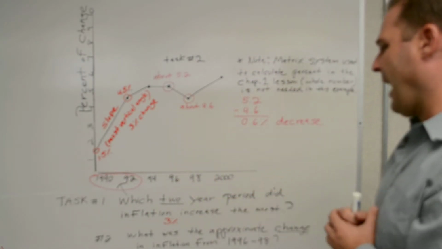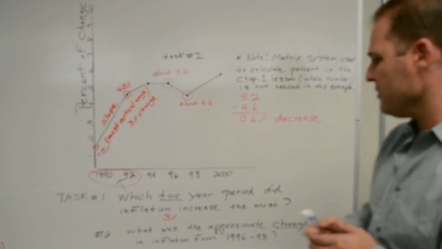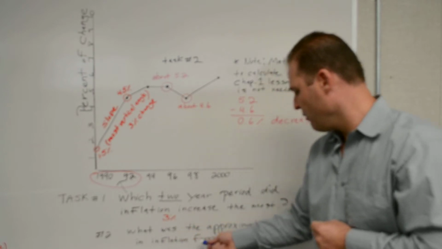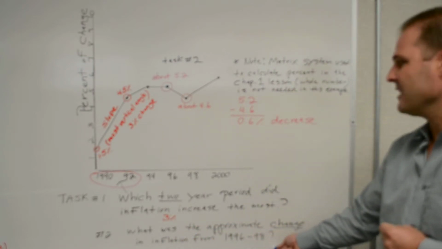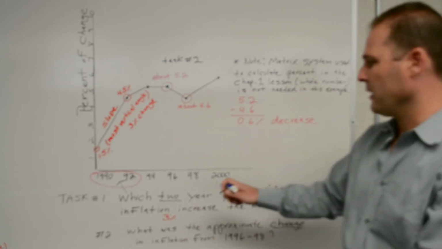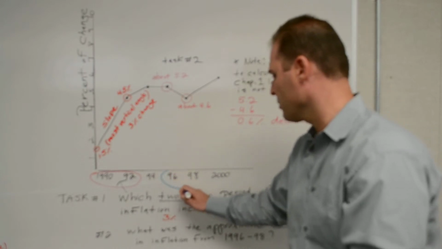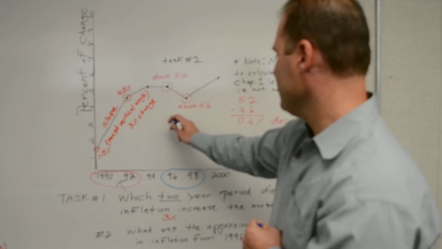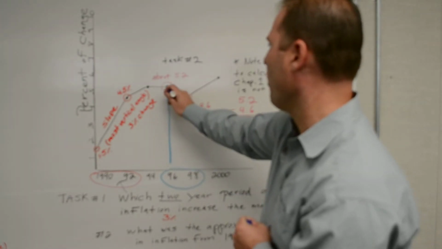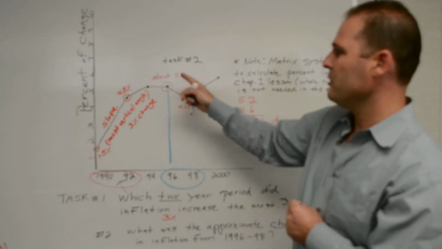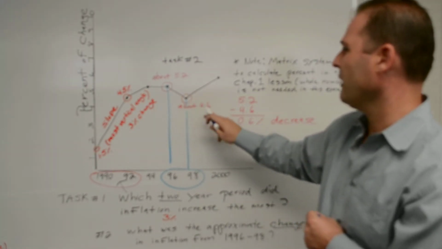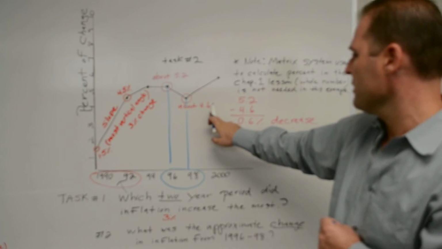On our second task, it asks us to look at what was the approximate change in inflation from 1996 to 1998. So now our focus is going over to here. We'll circle these 2 years. So if we go up to 96, that takes us up to this point here, which is about 5.2%. 98 takes us up to this point here, which is about 4.6%.